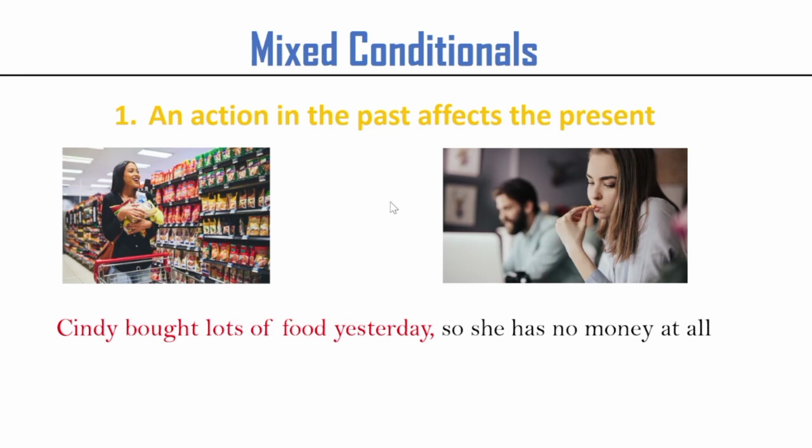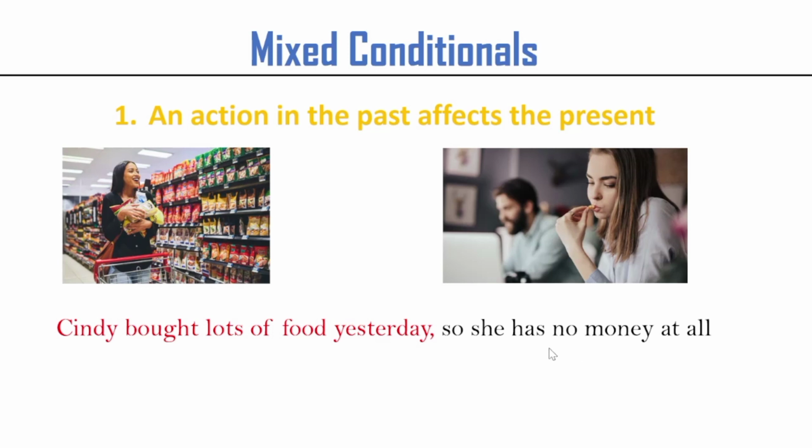Okay, so we have a past action here. What is the past action? Buying lots of food yesterday. Cindy bought lots of food yesterday. So this is the past action, and that past action affects the present. So in the present situation, Cindy has no money at all. So we have an action in the past and it affects the present.